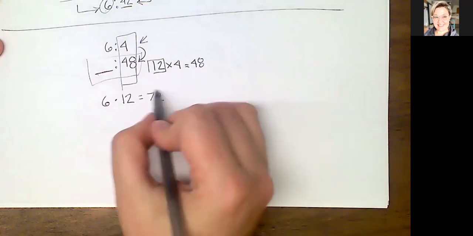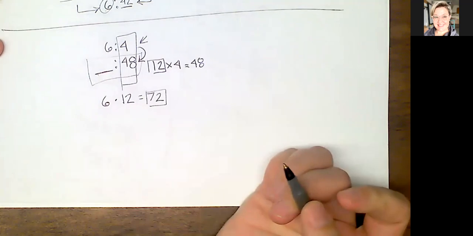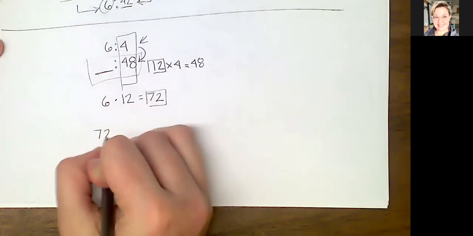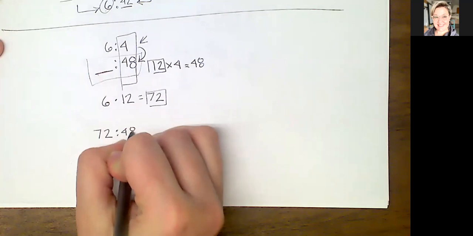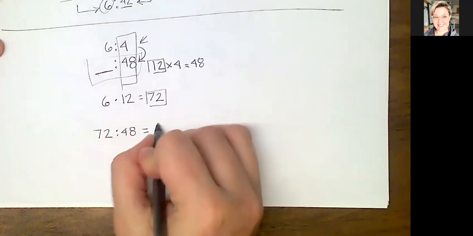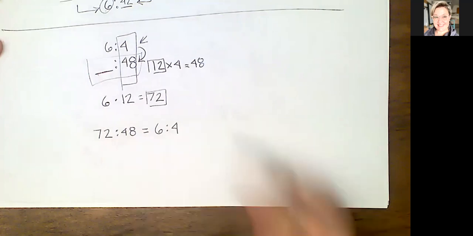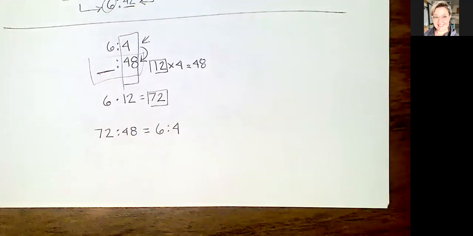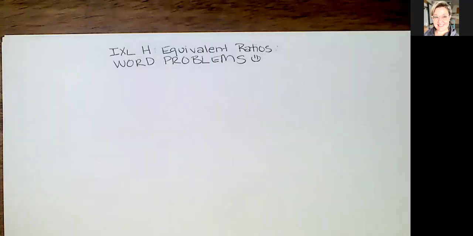Now we've found our first number. We know that 72 to 48 is equal to 6 to 4, and that's how we're going to go about solving those ones. You can pause the video and finish up section 3, and then bring any questions you have to Zoom. I'm going to switch to number 4. Please pause the video and finish number 3 before you move on.